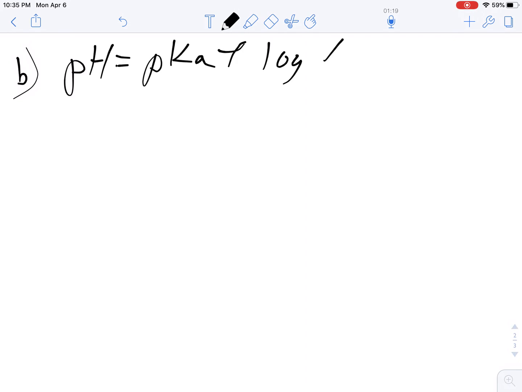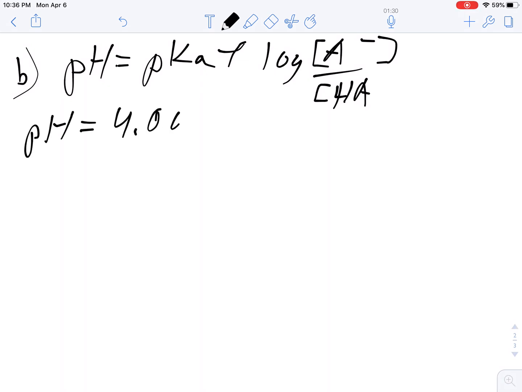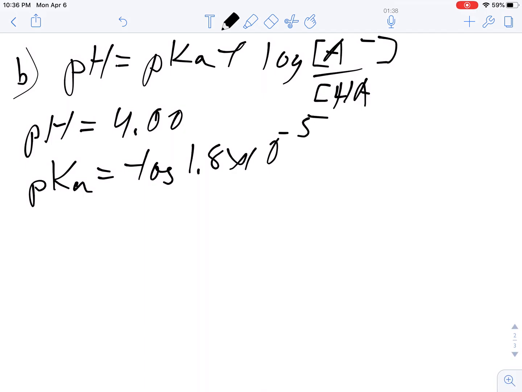B gets to be a little bit trickier. So we know that the pH is equal to the pKa plus the log of the conjugate base over the acid. Our pH in this problem, we want it to be 4. The pKa is the negative log of the Ka, which is 1.8 times 10 to the negative 5th. And I looked that up. So the pKa is 4.74.